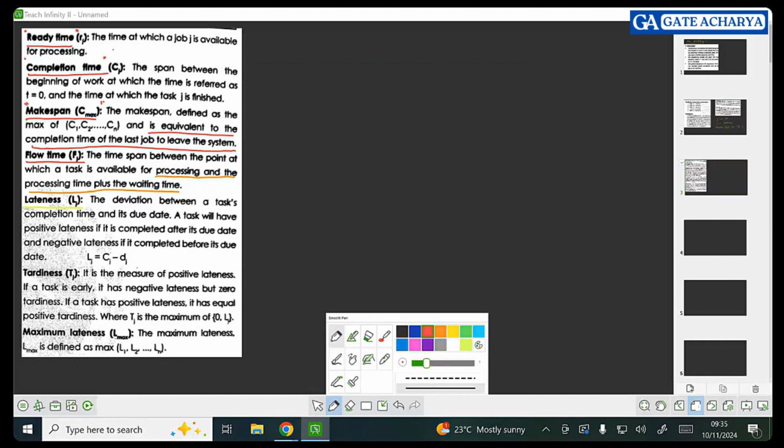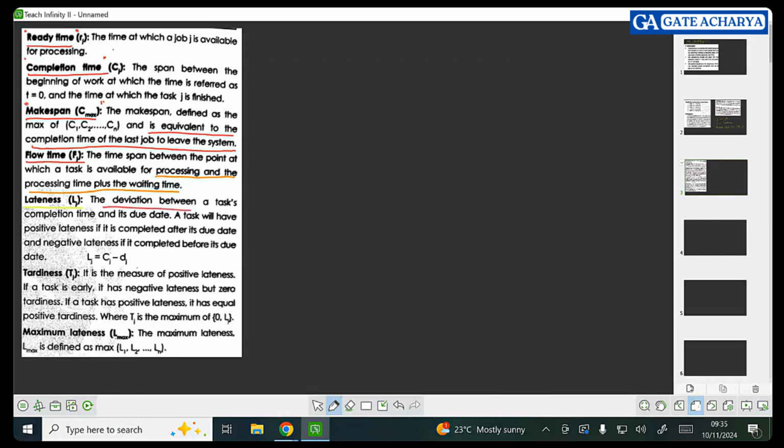Now here, lateness is the deviation between the task completion time and its due date. Whatever I am highlighting, just write those points down so that you can easily understand. A task will have positive lateness if it is completed after the due date, and negative lateness if it is completed before its due date. That's what I told you. Before the due date it is finished, negative lateness, that means early finish. After the due date, it comes under lateness. Lateness comes into the picture whenever you do not finish your job by the targeted date or due date. Clear? Hope you understand.